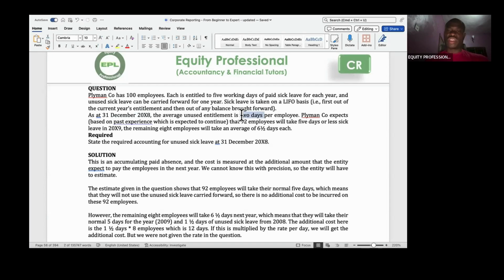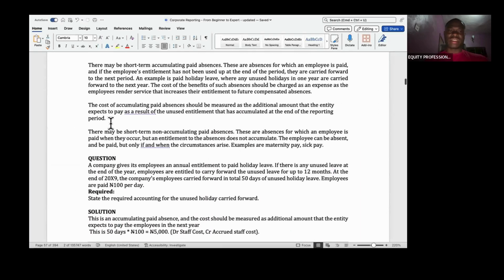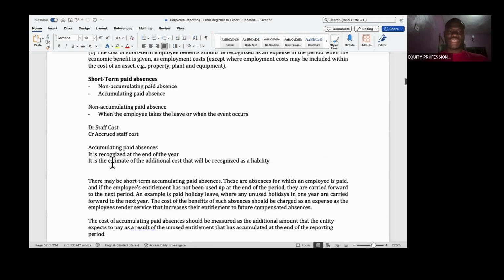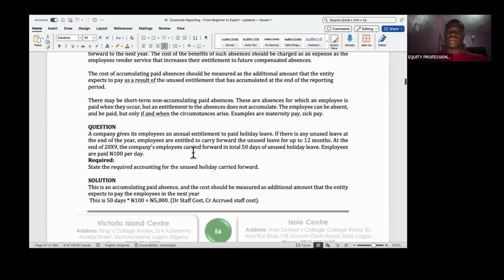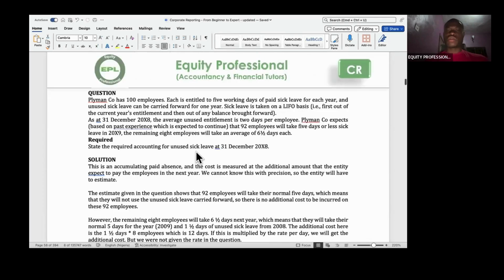If you say 2 days times 100 employees, you are wrong, because the standard says you're supposed to estimate the additional costs that will be incurred. So what's the additional cost we're incurring?